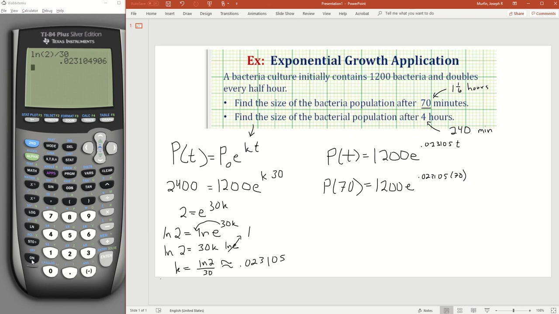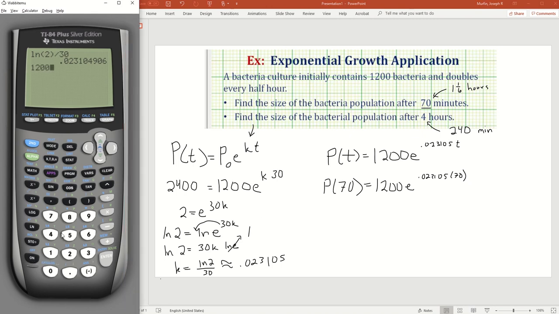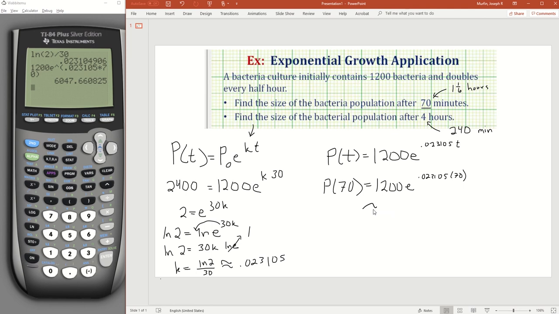All right, so we'll go over here, 1200 times e to the 0.023105 times 70. And this tells us that we have approximately 6,048 bacteria after 70 minutes.